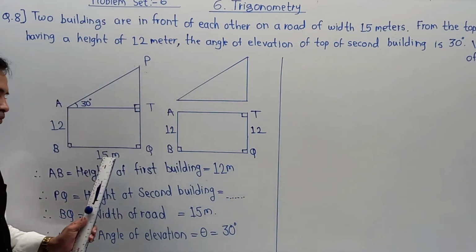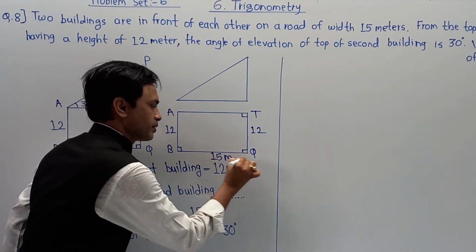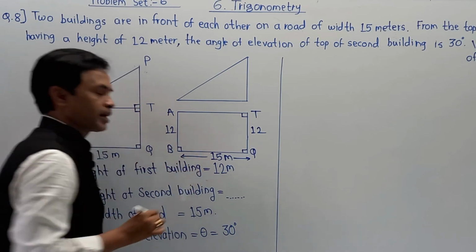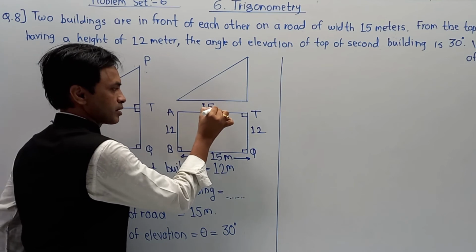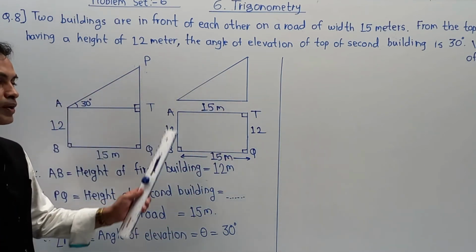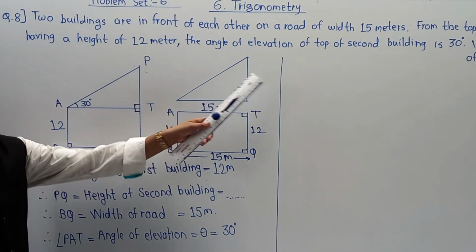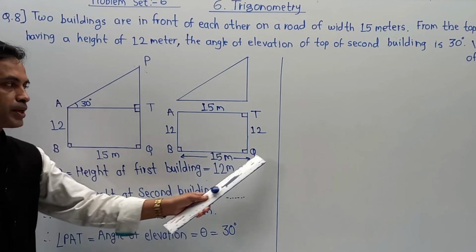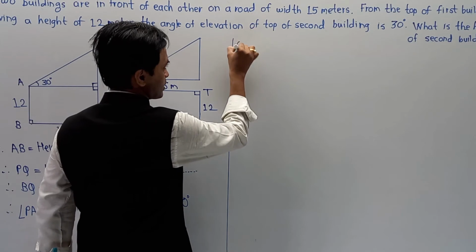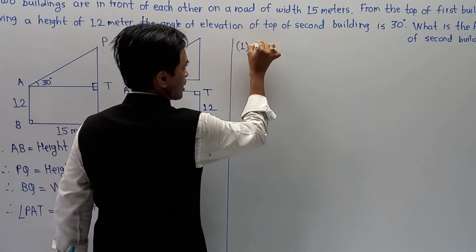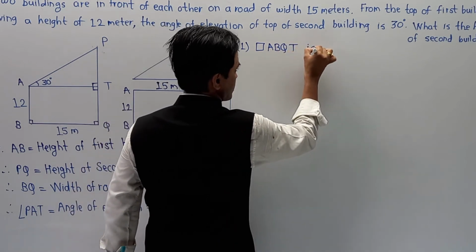If BQ is 15 meters, naturally your value of AT is also 15 meters. So first of all we have given the idea about the property of rectangle, so I am going to explain only that part, and the upper triangle in the next part. So ABQT is a rectangle.